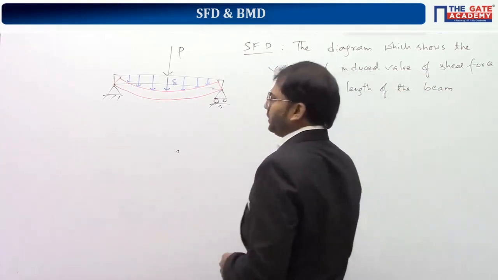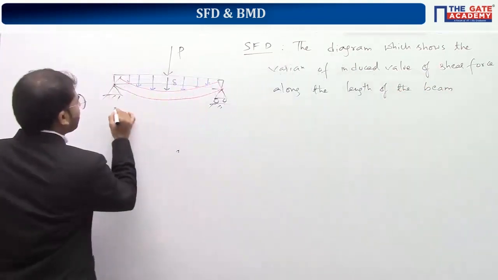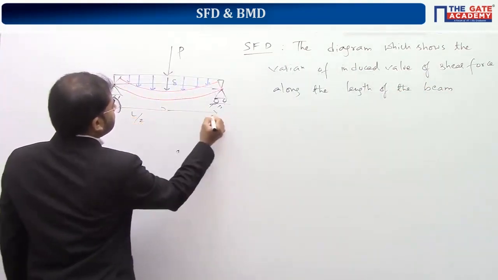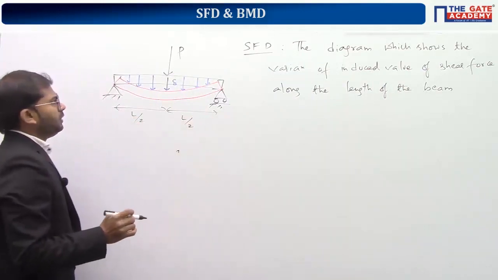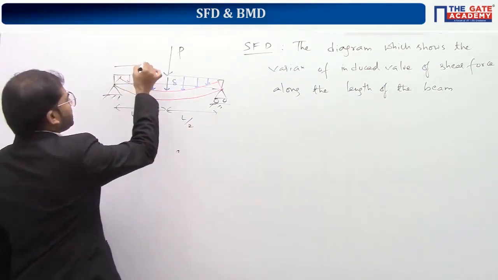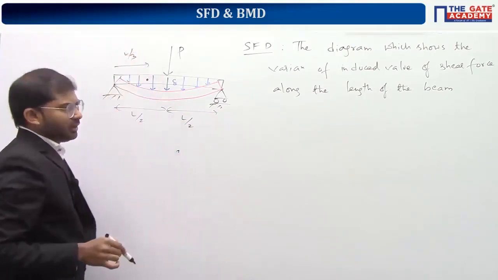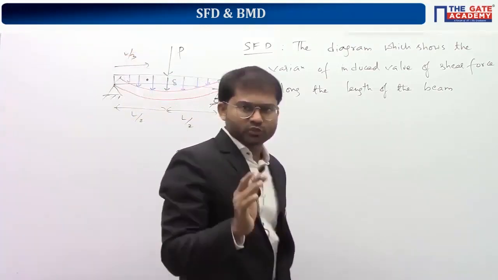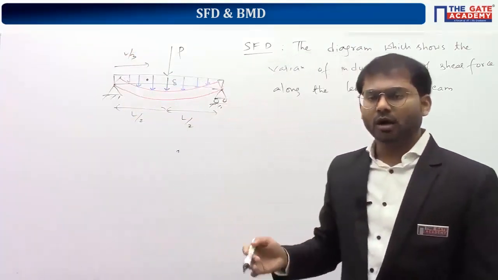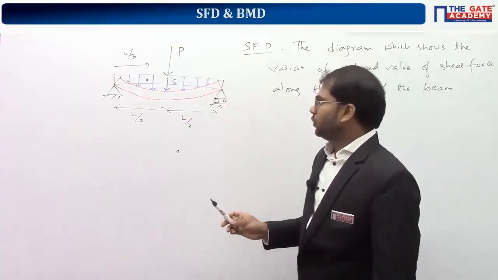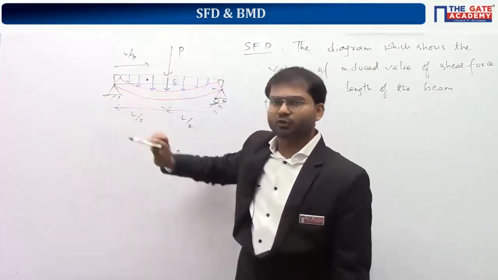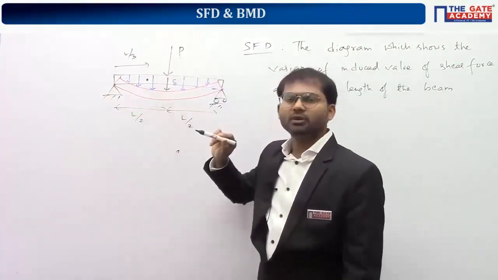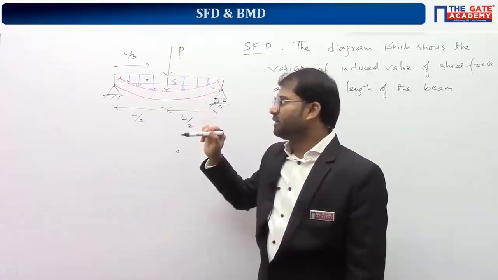length of the beam. For example, look here, let's take this length equal to L by 2 and this length equal to L by 2. If you take a point at a distance of L by 3, at that location there is no force, either applied force or supportive force. Applied force is acting at L by 2, the center point.